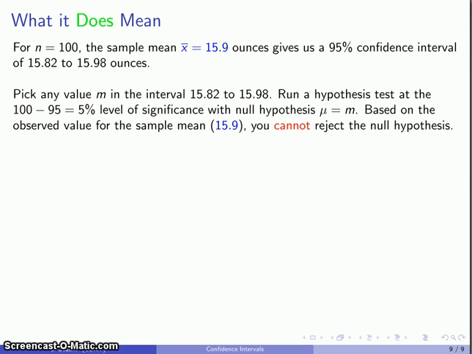At the same time, for anything outside this interval, for example, 16 ounces, 15.75 ounces, or anything else, for any value outside that interval, if you were to run a hypothesis test at the corresponding level of significance, you would be able to reject that hypothesis and embrace the alternate hypothesis. That's what the 95% confidence interval tells you. It is the null hypotheses that are not rejected by the observed data.